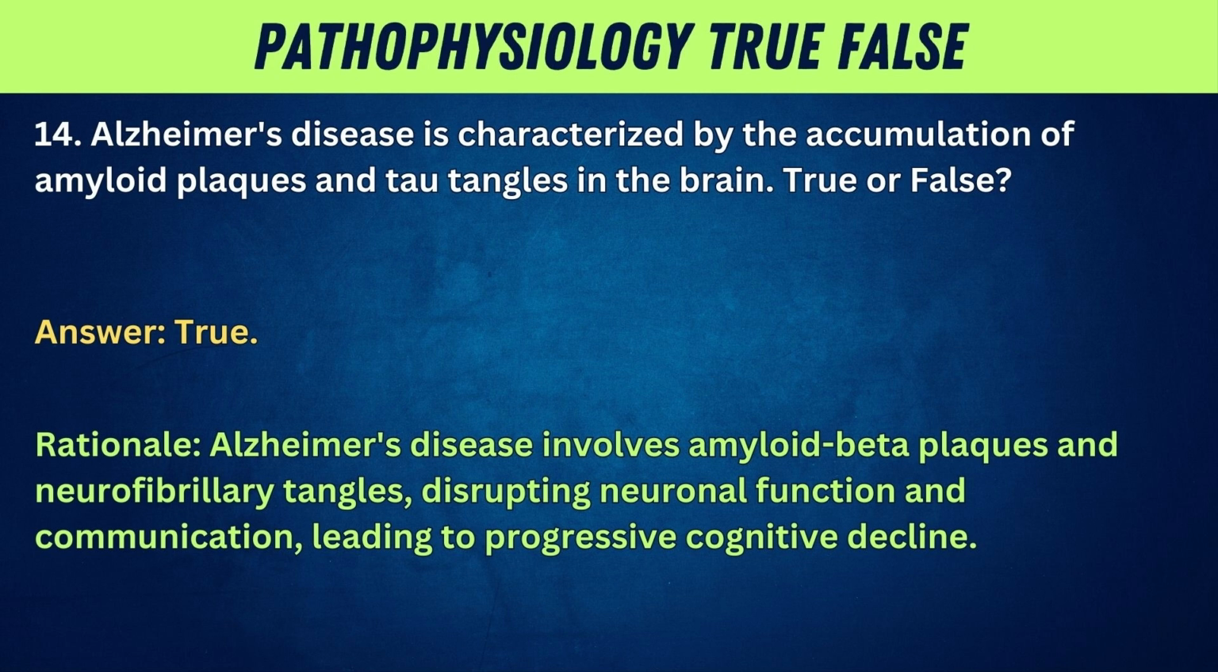14. Alzheimer's disease is characterized by the accumulation of amyloid plaques and tau tangles in the brain. True or false? Answer: true. Rationale: Alzheimer's disease involves amyloid beta plaques and neurofibrillary tangles, disrupting neuronal function and communication, leading to progressive cognitive decline.